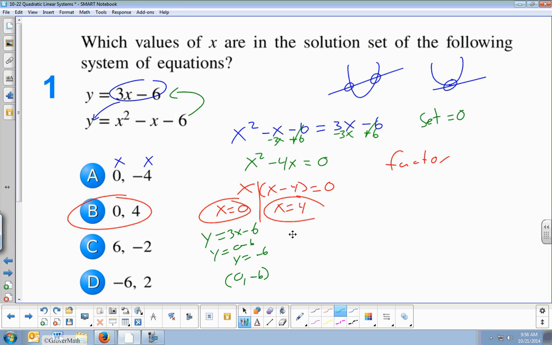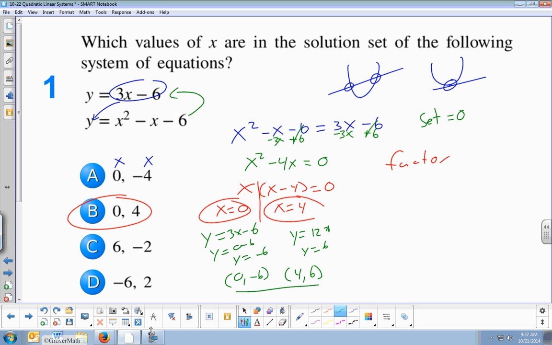And for this one, it'd be y equals 3 times 4 is 12 minus 6. y equals positive 6, and so the point would be 4, 6. And so these would actually be the coordinates, the whole coordinates, x comma y. And if I were to type these into my graphing calculator and look at the table, I'd see that they would have these points in common.